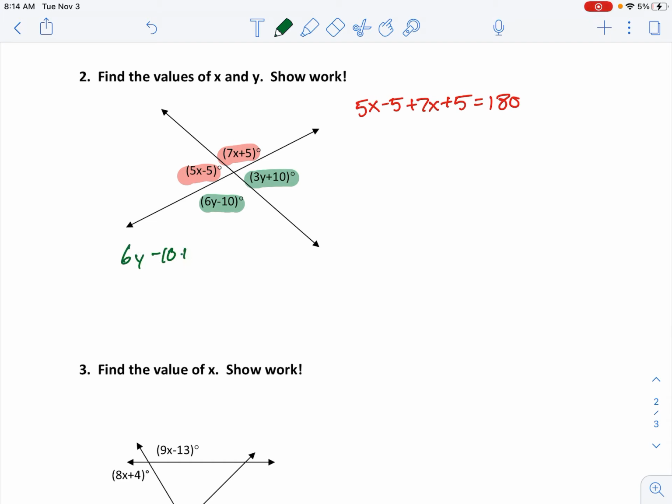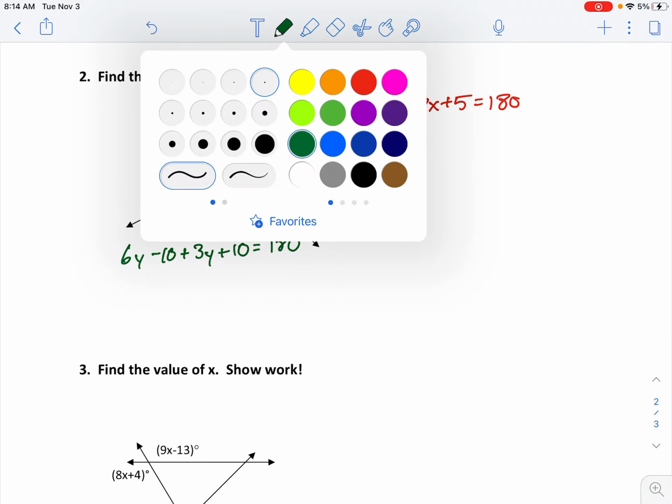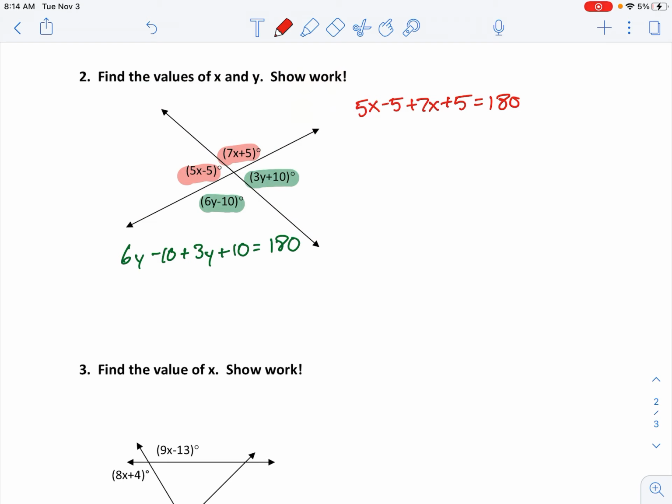6y minus 10 plus 3y plus 10. That will also equal 180. So I'm going to go through and solve these both, and that's how I'm going to get my values for x and for y. First thing I see up here is when I'm combining like terms, those will cancel out. So I get 12x because 5 plus 7 is 12 equals 180.